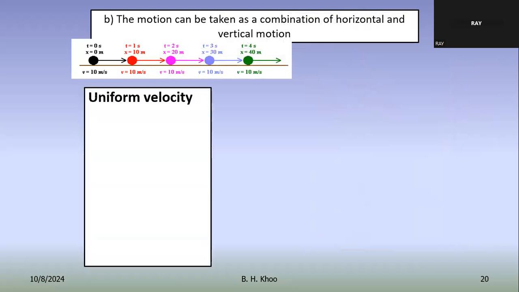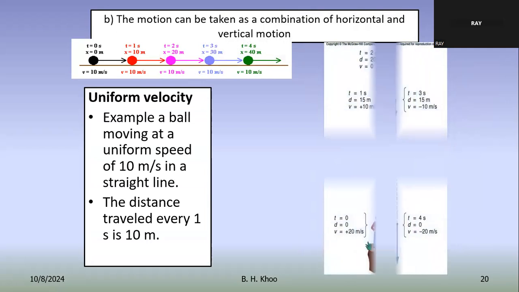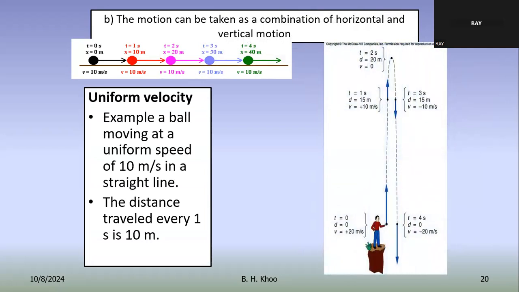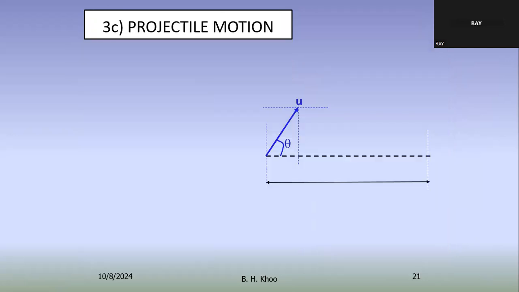So we can think of the motion as uniform velocity horizontally and throwing the ball upwards. If it's projected at an angle, there is uniform acceleration vertically. Projectile motion, that's our velocity. The broken line is the ground. We may have to cover that again next week. We don't have much time already.